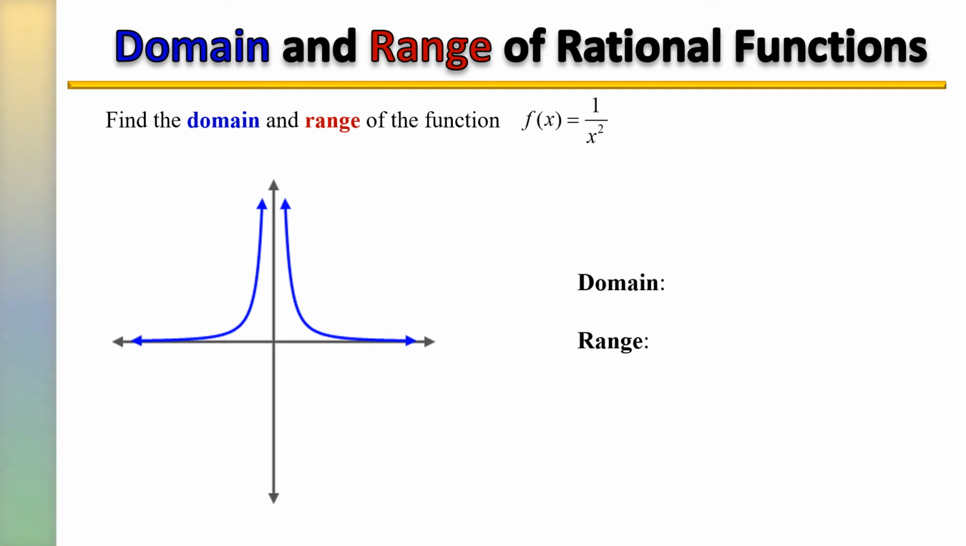In this example, we're asked to find the domain and range for the function f of x equals 1 over x squared. So notice this function is a little different from the other. Let's start out by finding the domain. What are all the allowable values we can plug into this function in place of x?